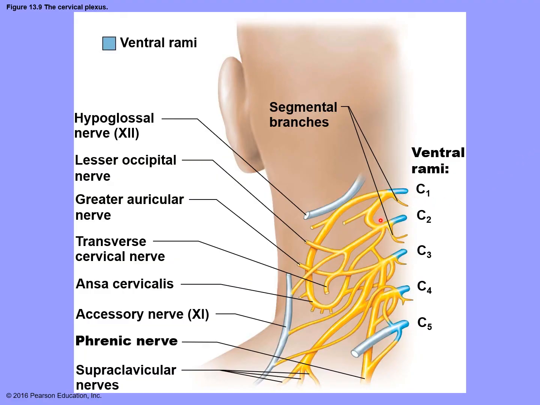So this is showing how they come up. But see how you have all this branching? And some of them loop around. Don't put all your eggs in one basket. And then here's the phrenic nerve right here.